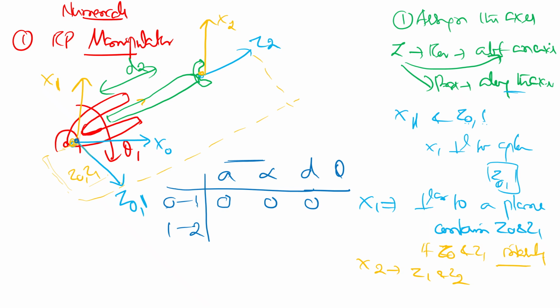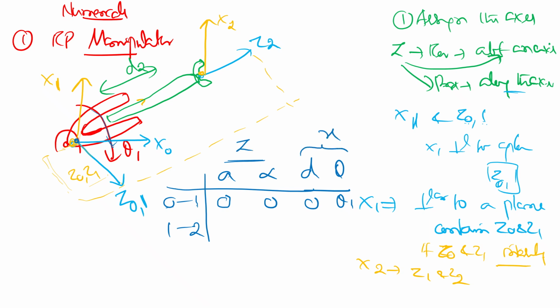Then theta 1 is the angle between x0 and x1. So here is your x0 and here is your x1. When this rotates, this x-axis will move along with the axis, so you will have an angle theta 1. Okay, and then for the second one, these two are related with the z-axis. These two are related with the x-axis.